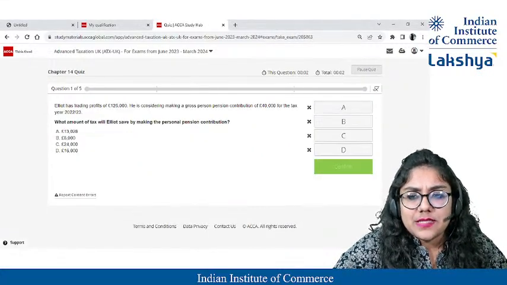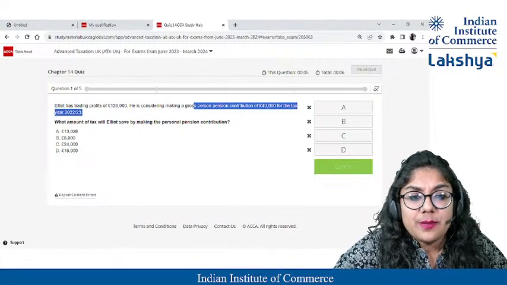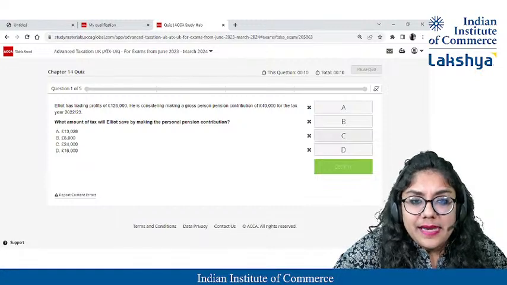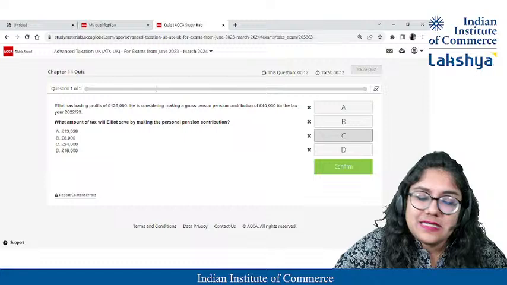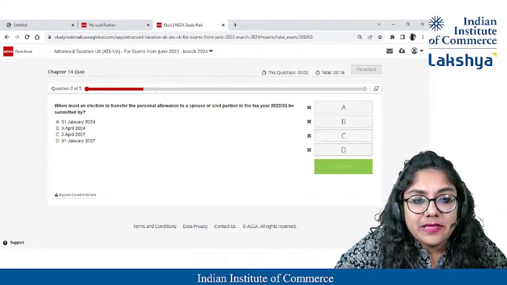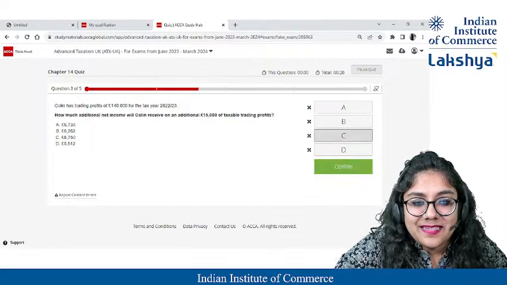They have asked us, the company is having a profit of this much. He is considering making a pension scheme of 40. So what is the amount of tax that will be saved by the person? Let's say the tax saving is 24,000. Just for time pass, I'm doing it. Confirm. See, I'm clicking C for every answer.